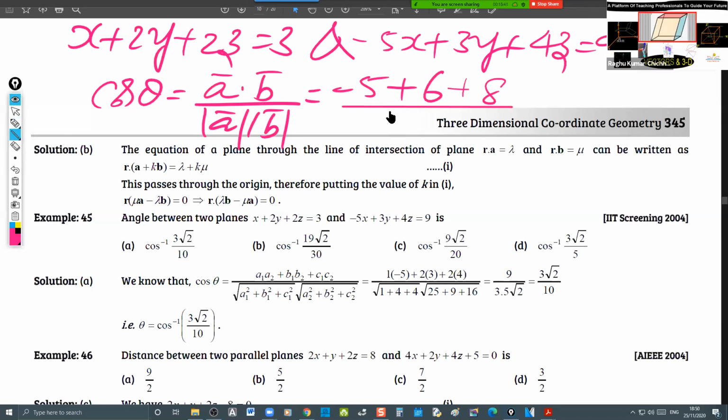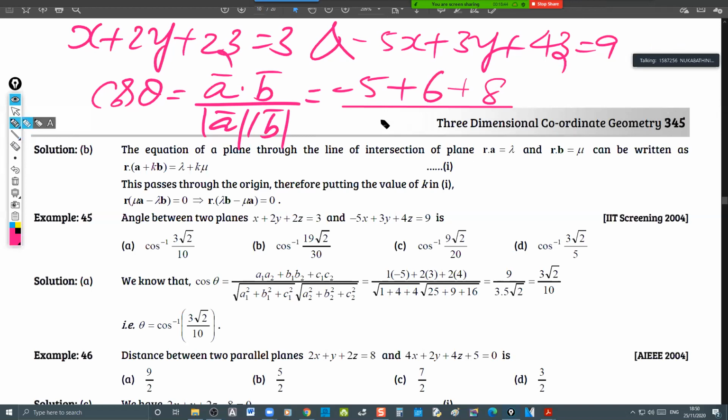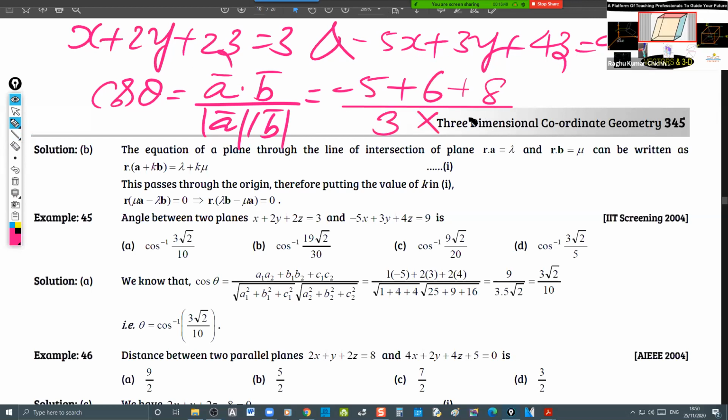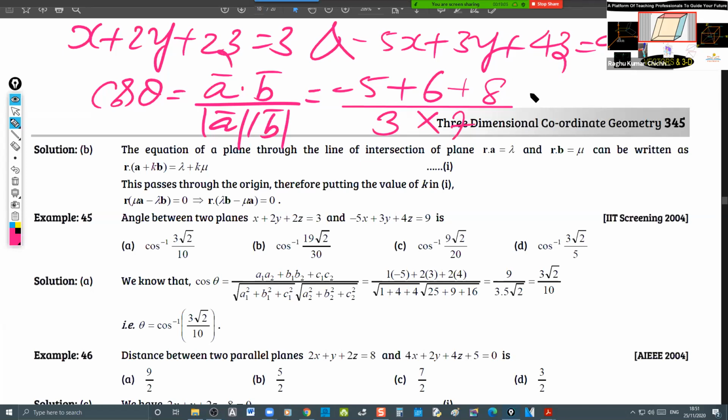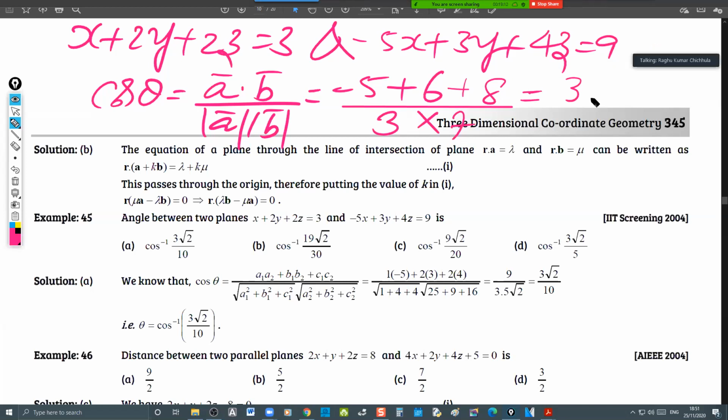1 plus 4 plus 4. 25 plus 9 plus 12. That's good. So this is 7. 25 plus 9, 34, plus 16, 34 plus 49. Root 49 means 7. So your cos theta is 14 minus 5, 9 by 21. 9 by 21 means 3 by 7. So cos inverse 3 by 7.